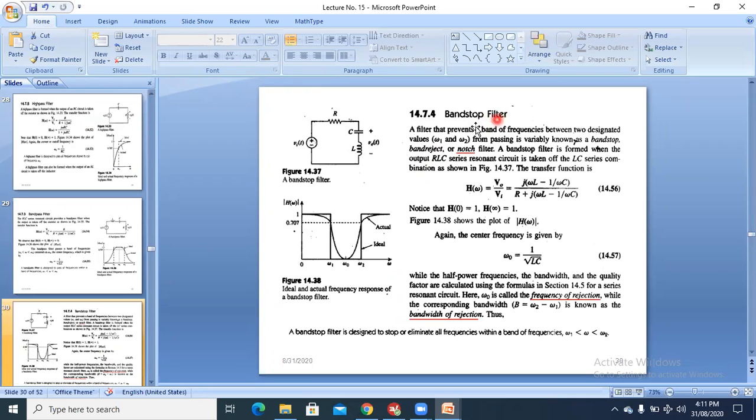Also we see the band stop filter. The band stop filter is also called the band reject or notch filter. In the notch filter, we take the output from the imaginary part of the circuit, the capacitor and inductor, and we apply the input to this circuit. This is the imaginary part over the total impedance, and the frequency of oscillation, or the resonance frequency, is omega naught equal to 1 by square root of LC.